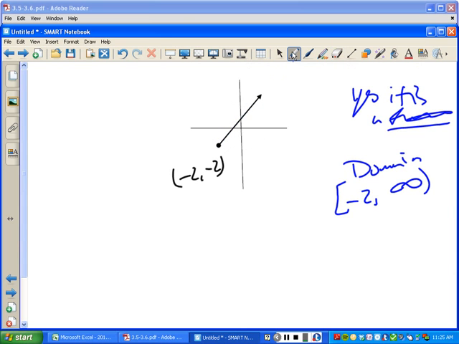Now, what's the range? Put your pen on the graph. Go to the bottom of the graph. Where does the bottom of the graph occur? -2. Where does the top of the graph occur? It goes on and on and on. So the same rules apply, -2 to infinity.